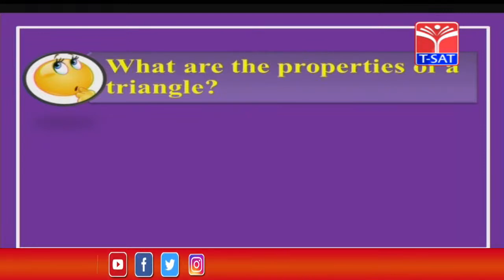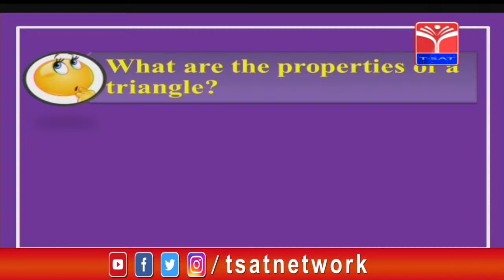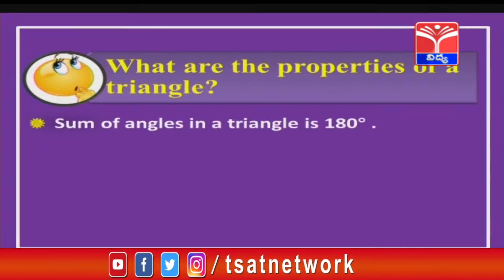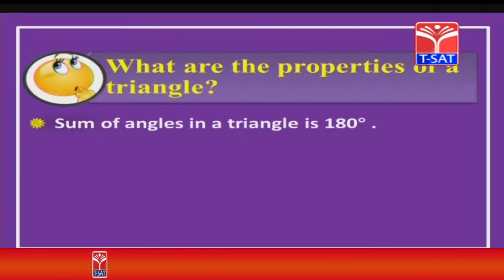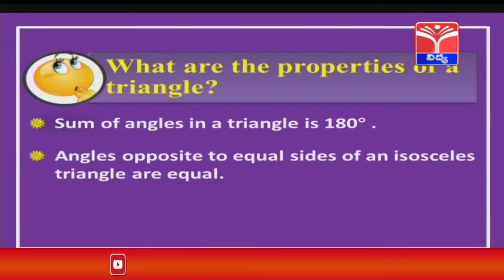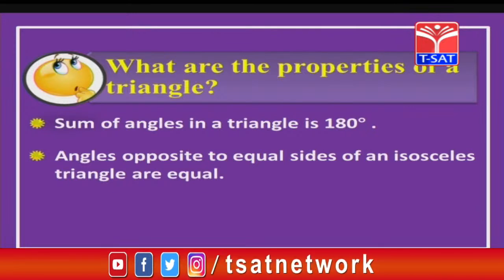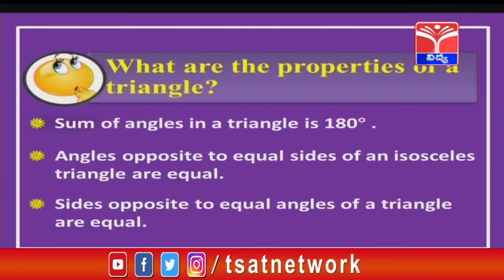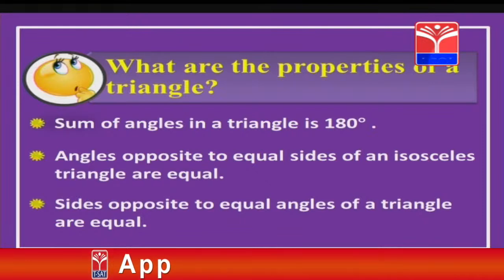Now, what are the properties of a triangle, children? Do you remember them? Yes. The first one is the sum of all angles in a triangle is 180 degrees. We call it the angle sum property of a triangle. And angles opposite to equal sides of an isosceles triangle are equal. And sides opposite to equal angles of a triangle are equal.